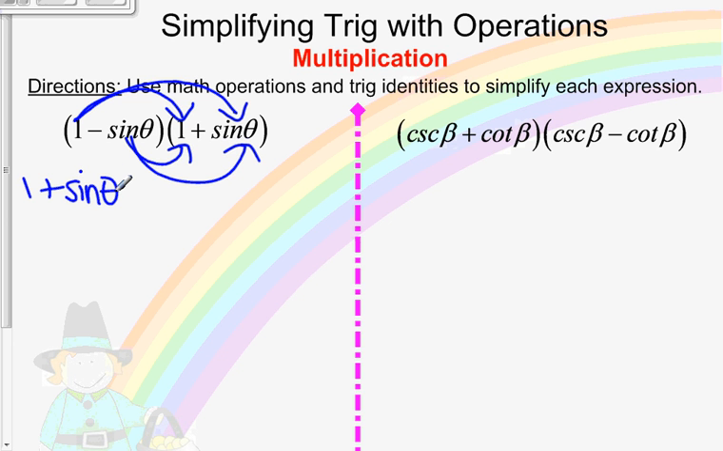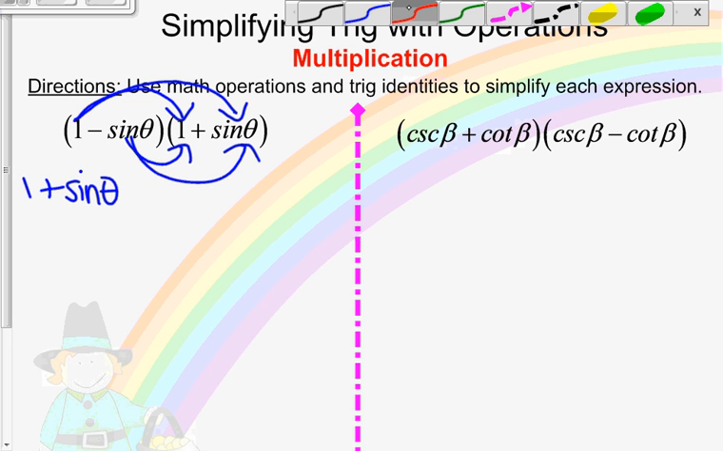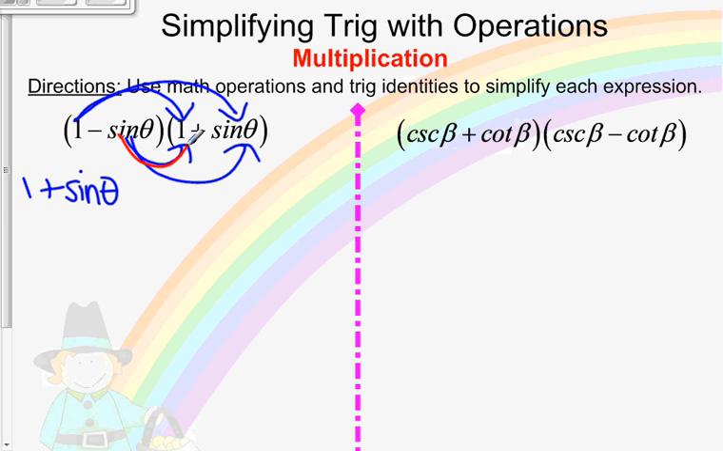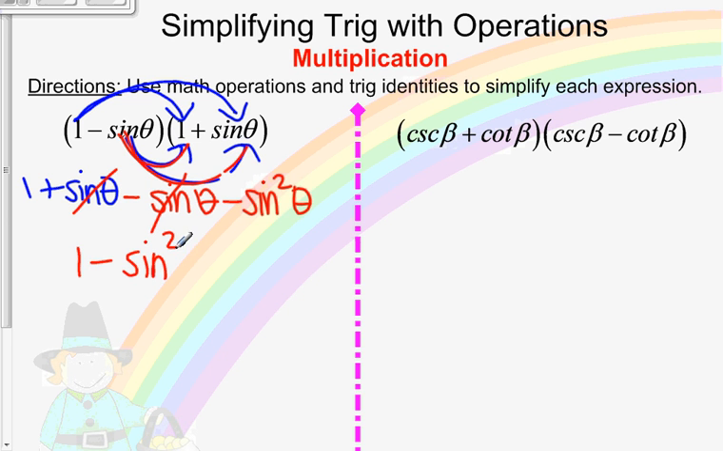Okay, and then let me change the color to make it more obvious. So I did the 1 to both. And now I'm going to do the sine to both here. So I've got minus sine of theta, and then plus sine squared theta. Oh, I apologize. That's going to be a minus, because a negative times a positive is a negative. Okay. So notice that we have a plus sign and a minus sign. Those two will cancel, and we're going to be left with 1 minus sine squared of theta.